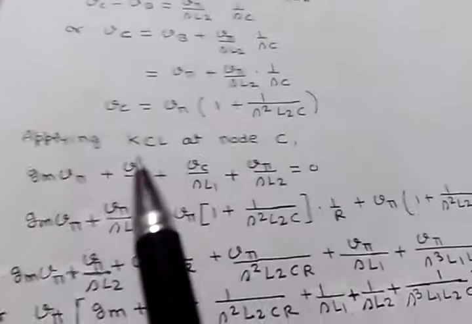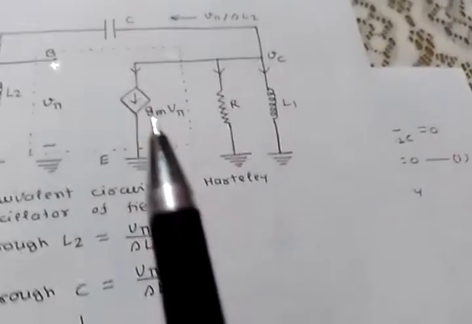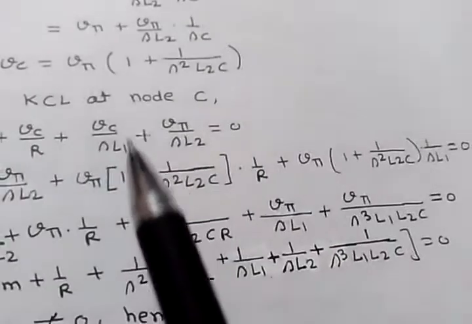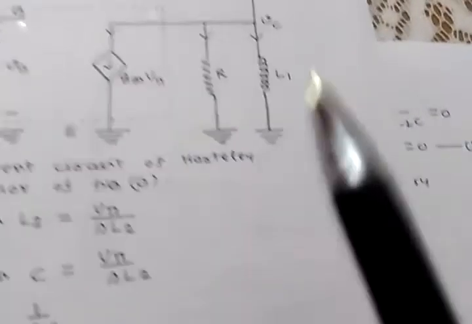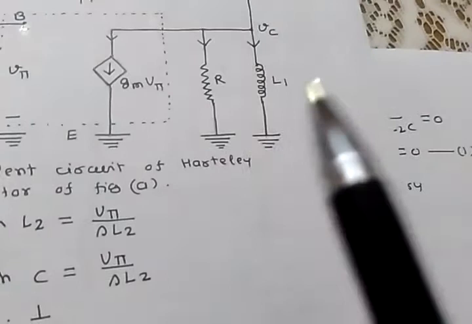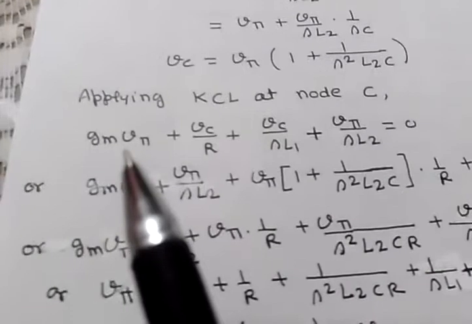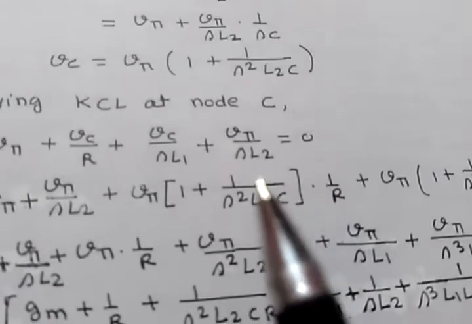Applying KCL at node C: gm V pi, this current, plus VC upon R, the current through R, plus VC upon SL1, which is VC divided by the impedance of this inductor SL1, the current through this inductor, and the current through this capacitor is already given. Add all these currents: gm V pi plus VC upon R plus VC upon SL1 plus V pi upon SL2 equals 0.